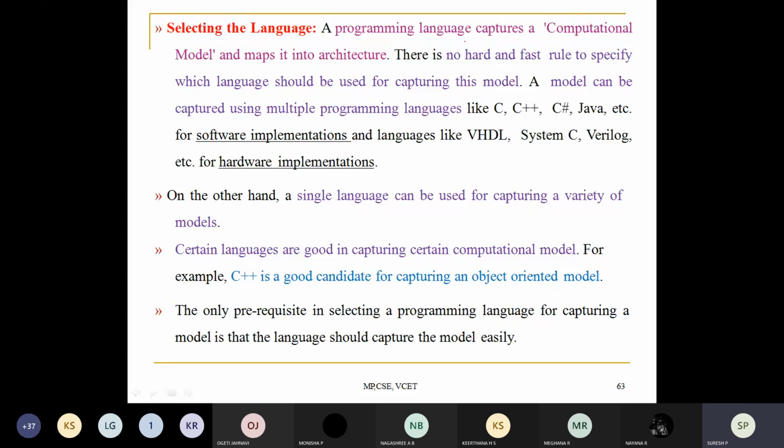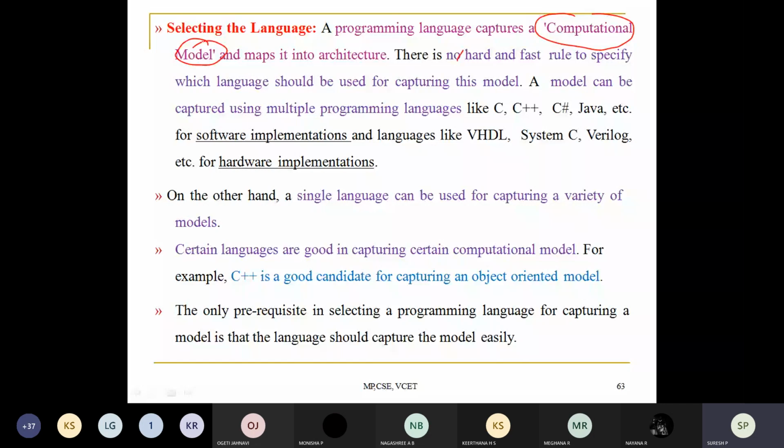So now there are no set rules. If you are taking a model, the model can be captured using multiple programming languages. There are a number of programming languages which you have come across. You can use C, C++, C#, or Java. So that is totally a software implementation.